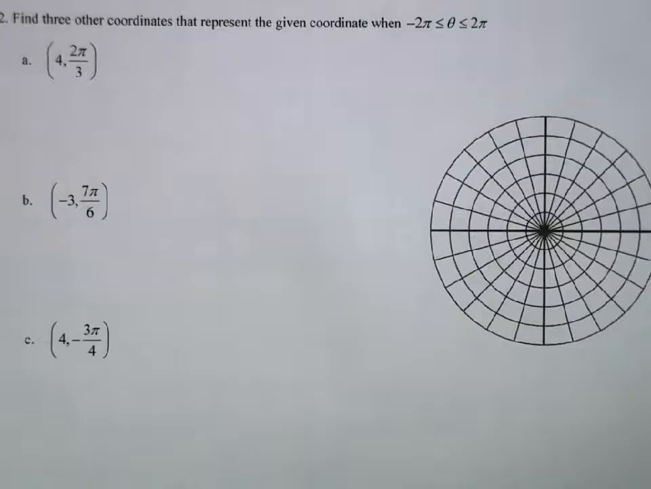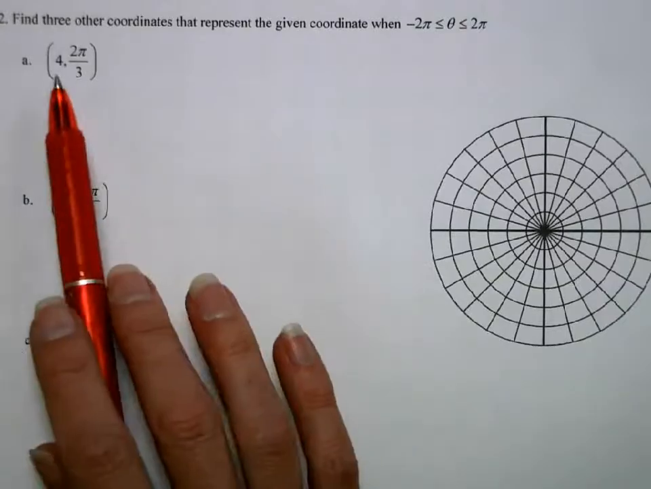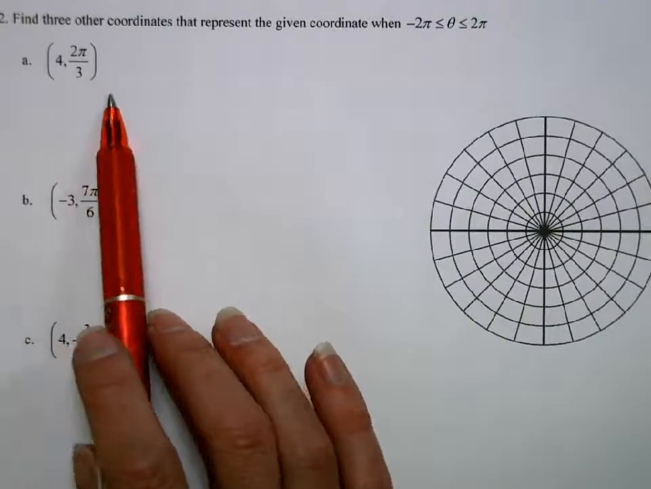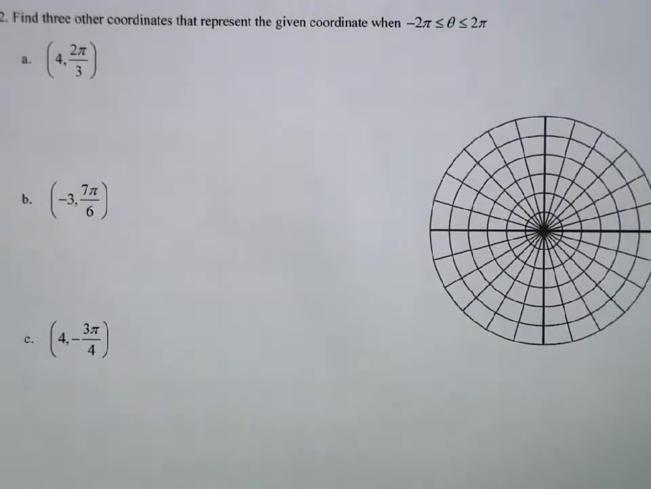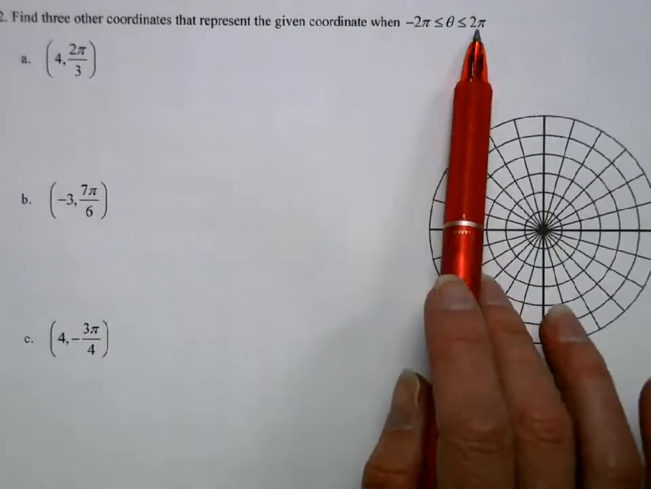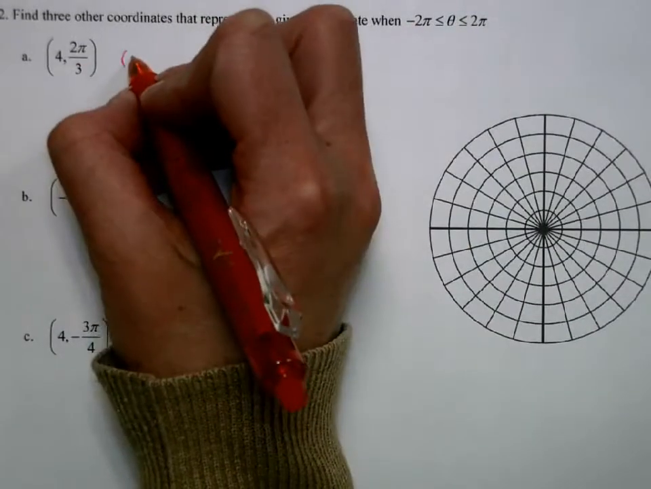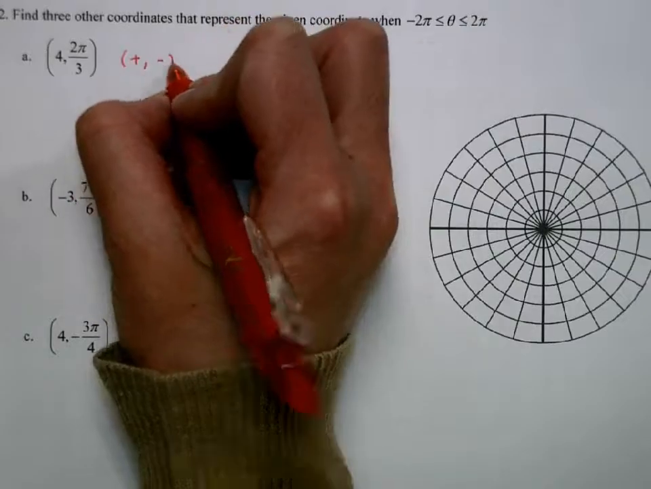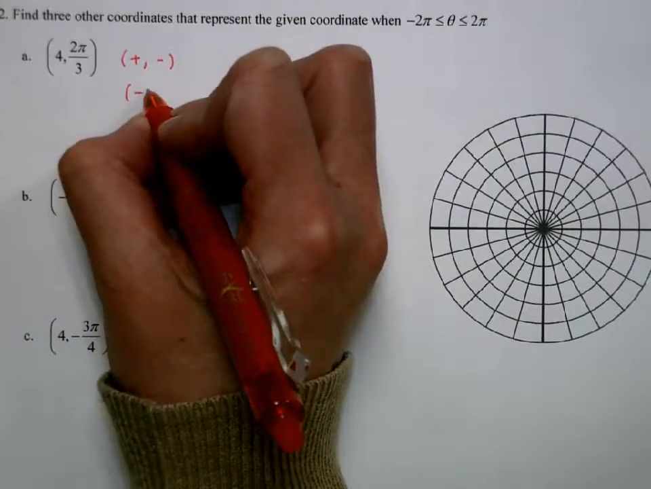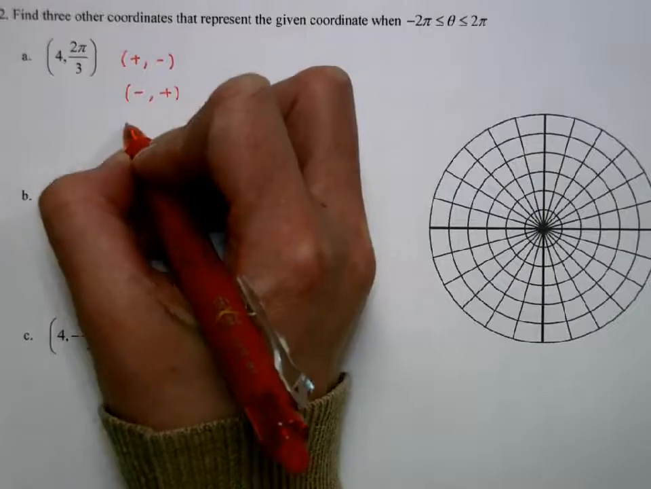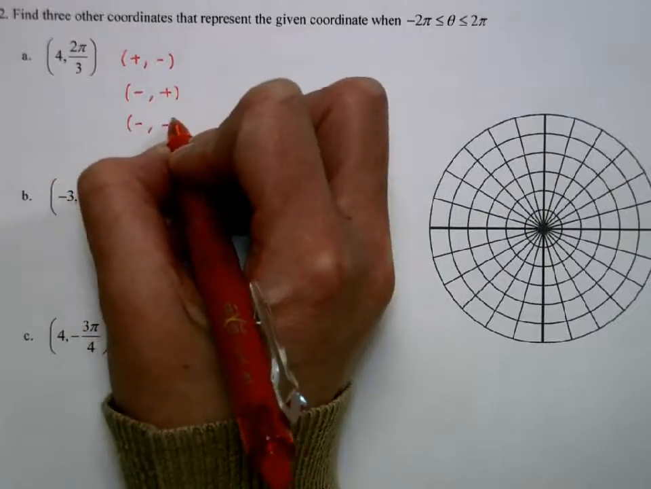So unlike the rectangular or Cartesian plane, there's an infinite number of ways we can label a single point. So this could be 4, 2 pi over 3, or it can go clockwise to that same point. So what we're going to do is come up with 3 other coordinates between negative 2 pi and 2 pi, because we could just keep adding 2 pi. So for this one, I'm going to come up with an equivalent one with a positive r, negative theta, a negative r and a positive theta, and then a negative, negative.